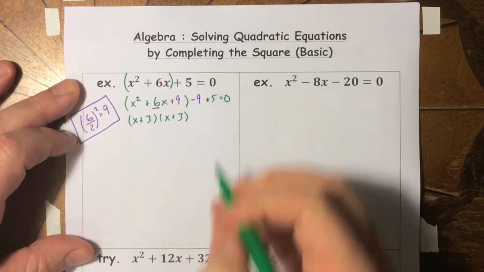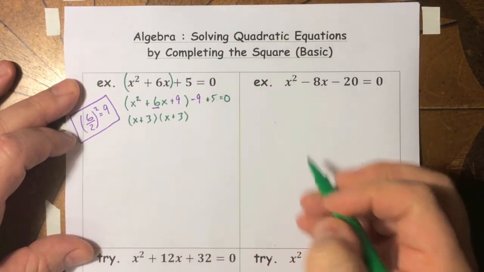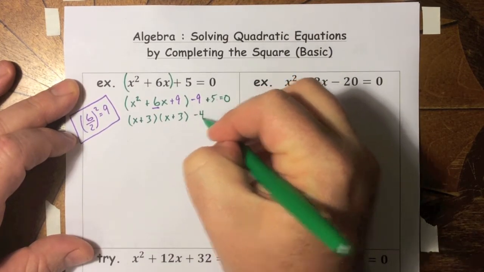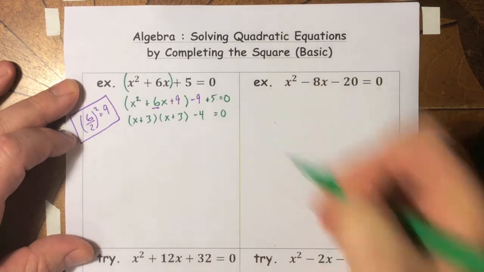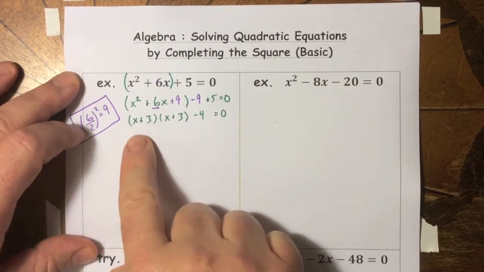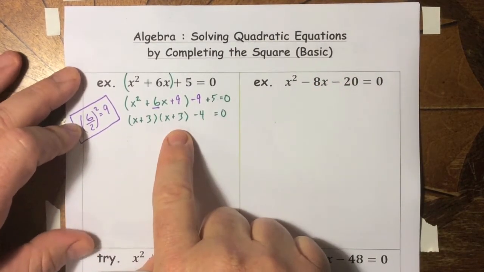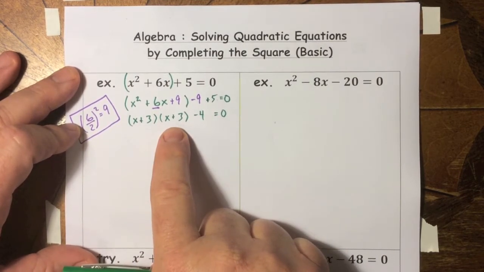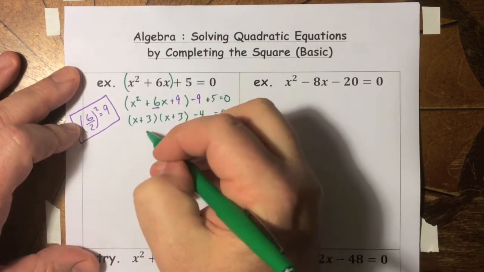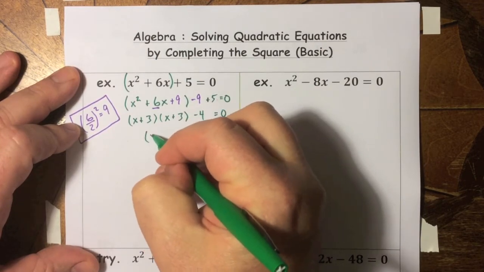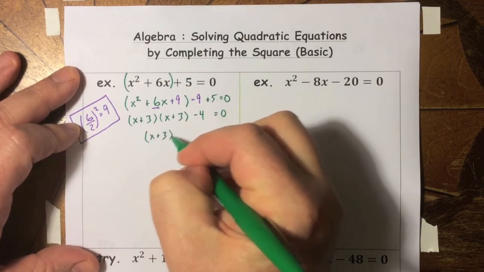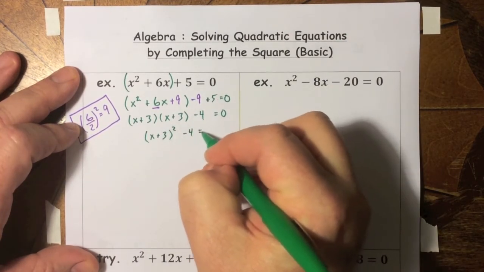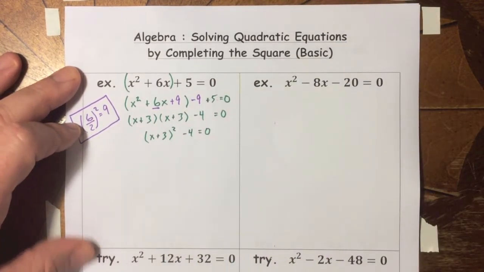Thus, it's working here. On the outside, I just have two constants that I need to put together. Negative 9 plus 5 gets me a negative 4. I'm going to go ahead and set that equal to 0. Now, instead of writing this in factored form, I could actually write this as a square, thus the name of this method that we're going to do. I'm going to go ahead and write x plus 3 quantity squared. I'm going to go ahead and copy that negative 4 down, and that's still all equal to 0.